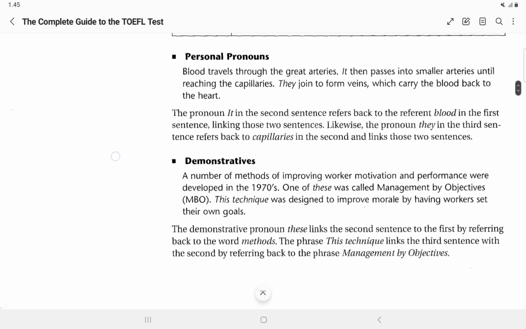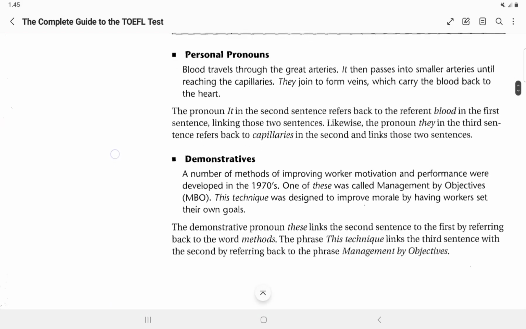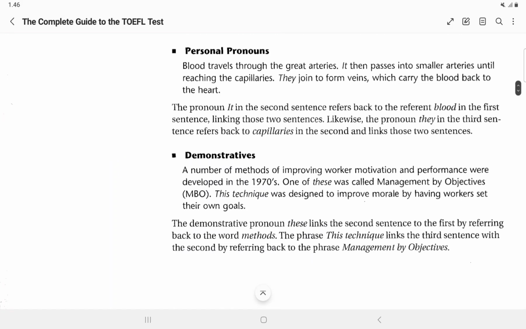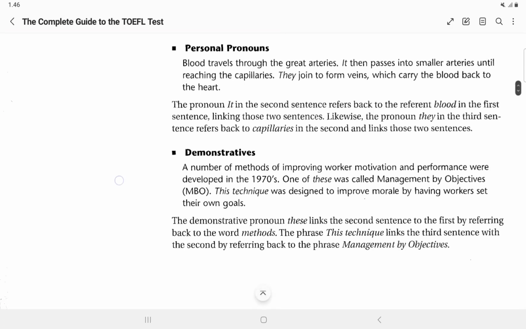Nah, ini ada lagi personal pronouns. Blood travels through the great arteries. It then passes into smaller arteries until reaching the capillaries. They join to form veins, which carry the blood back to the heart.